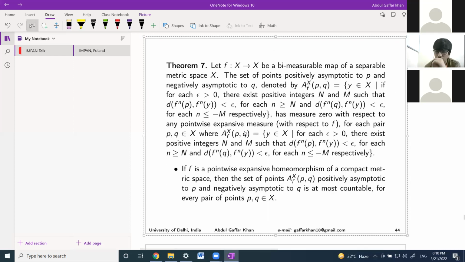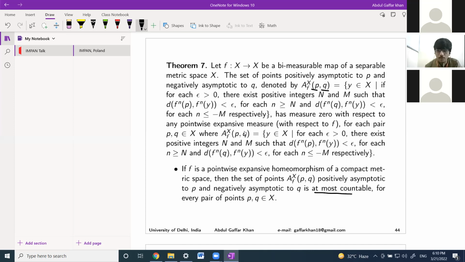This improves the fact that if F is a pointwise expansive homeomorphism of a compact metric space, then the set of points positively asymptotic to Q and negatively asymptotic to Q is at most countable. This was proved by Reddy. We have established that if the measure is pointwise expansive, then this set in fact has measure 0.